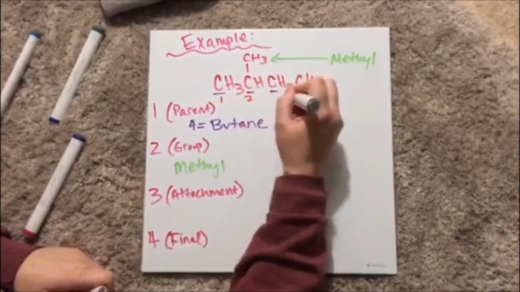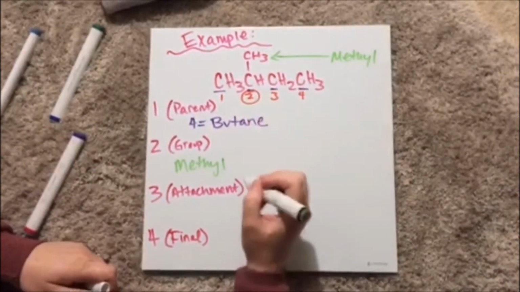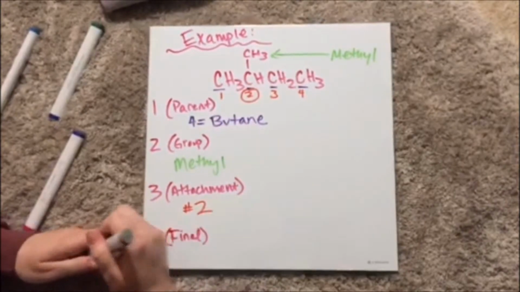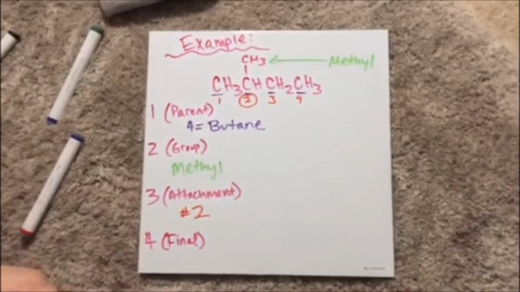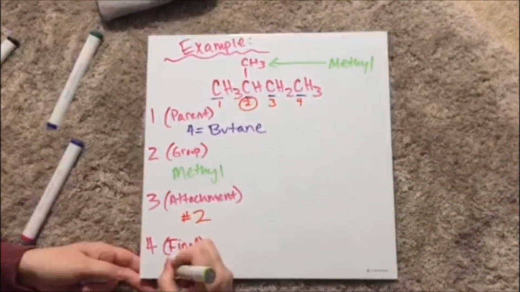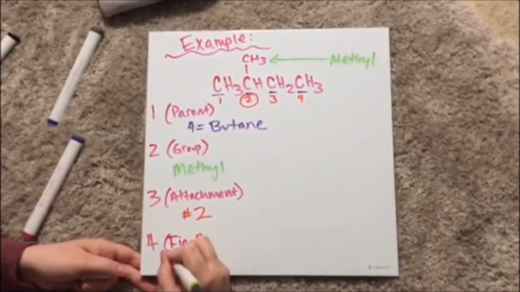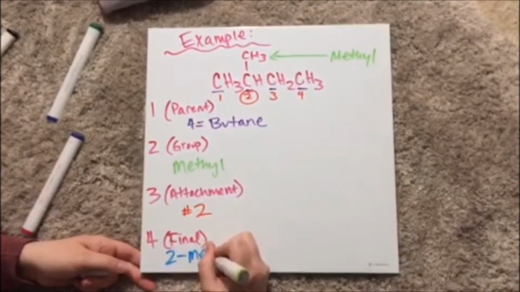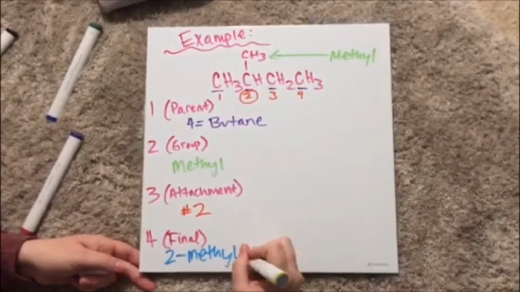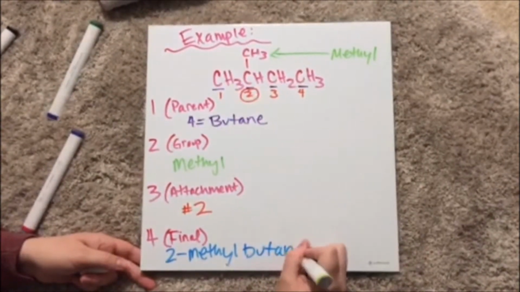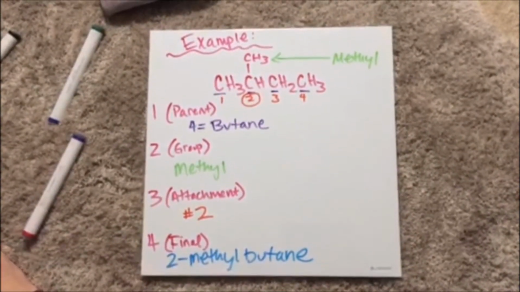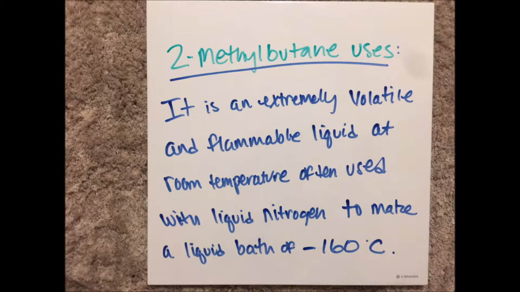Next, we're going to determine the point of attachment, so we'll start numbering the carbons with the one closest to the substituent. The methyl is attached at number 2. Finally, we will construct the name by first starting with the substituent names with their position in alphabetical order, followed by the parent chain. This one comes out to 2-methylbutane. Here is a slide showing one of the uses of 2-methylbutane.